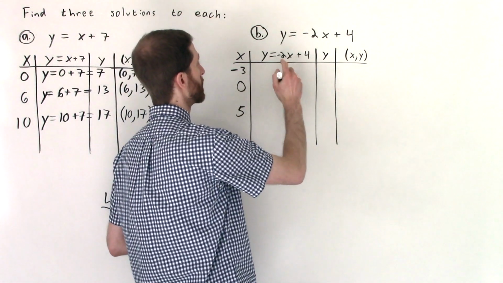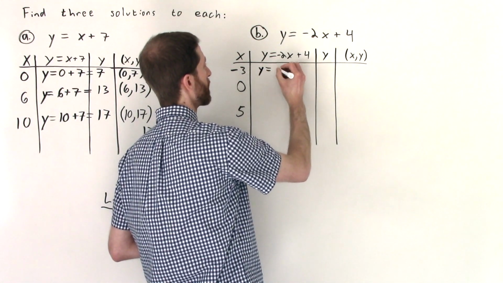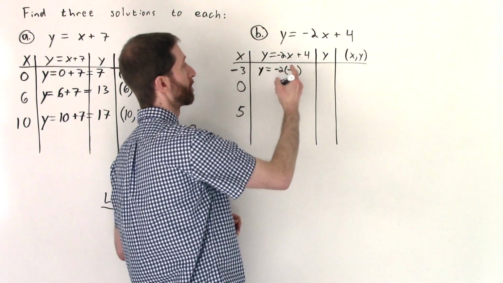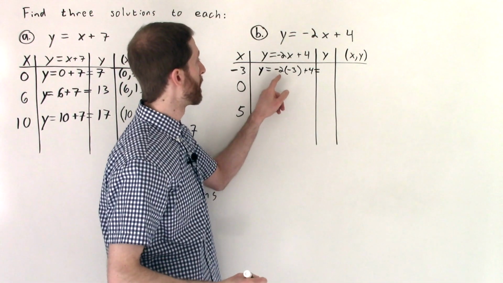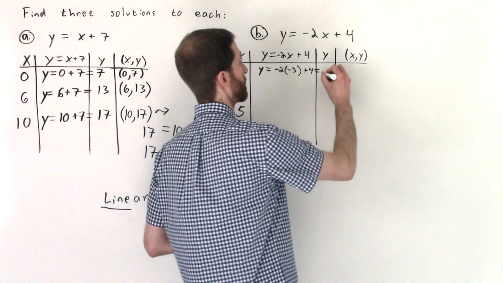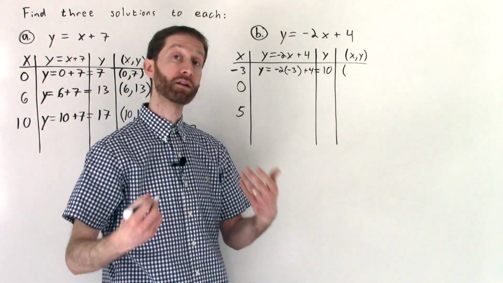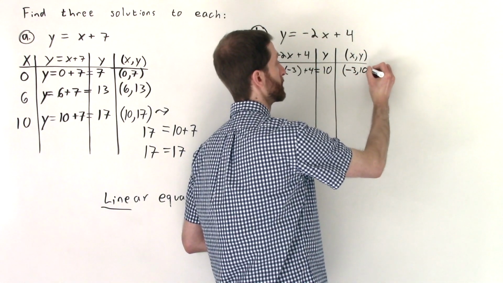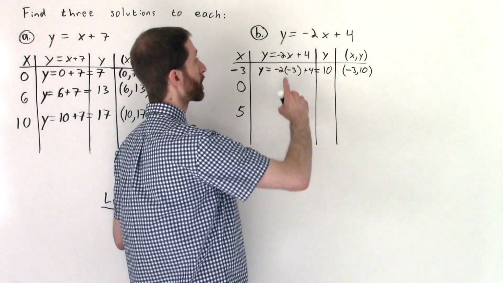Now I'll do the work here. So I'm going to just do y equals -2 times -3, plugging in -3 for x, plus 4. And we do out the work. -2 times -3 is +6, +4 is 10. And so the solution is when we input -3, we get an output of 10. So -3, 10. Oh, it's beautiful. That's one solution.